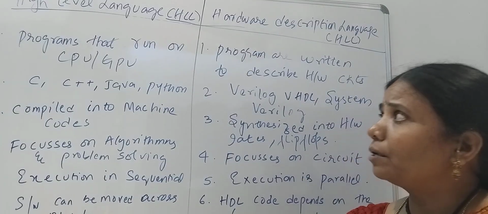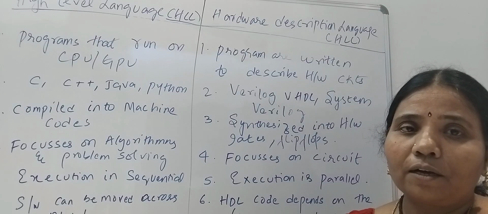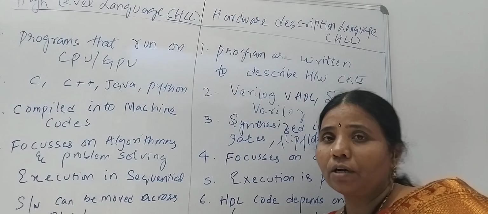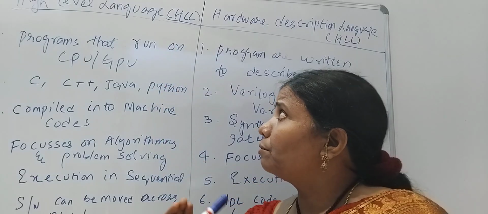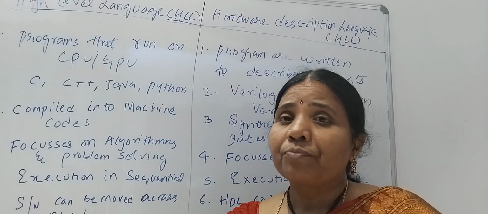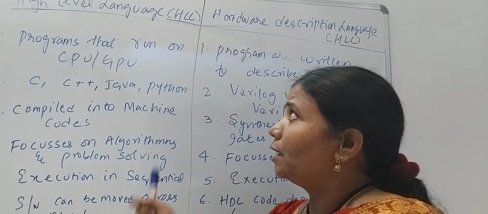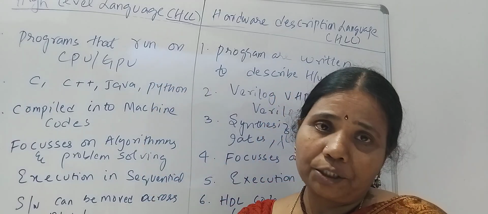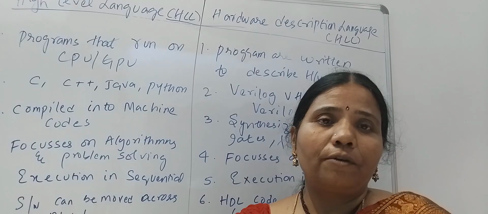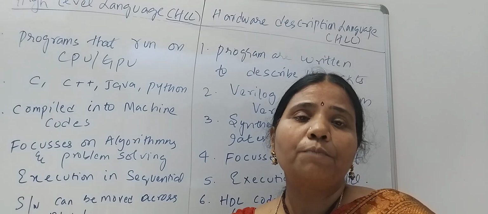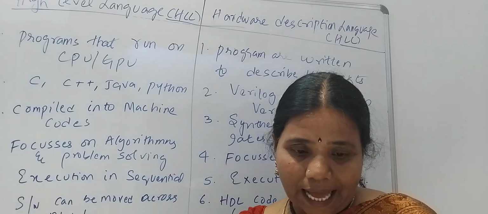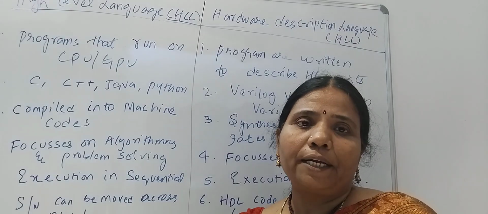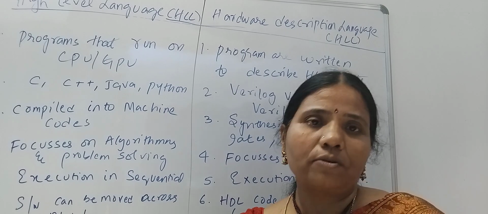Whatever programs you write to make the CPU work, or the GPU, the graphic processing unit, those programs come under high level language programming. Suppose you want to make use of a CPU. What task do you have to do in the CPU? To send and receive calls, to work with apps. This operation has to be done with your CPU.